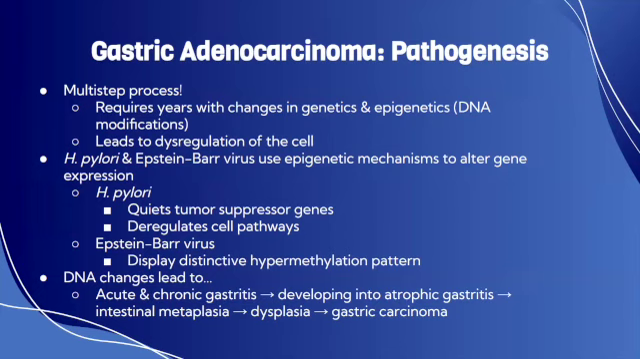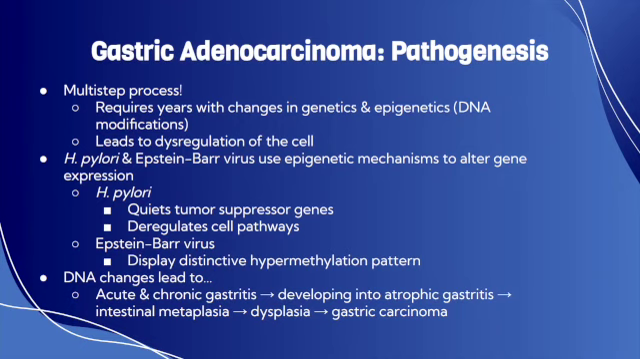Pathogenesis. This is a multi-step process. It requires years with changes in genetics and epigenetics, DNA modifications. It leads to dysregulation of the cell. H. pylori and Epstein-Barr virus use epigenetic mechanisms to alter gene expression. H. pylori quiets tumor suppressor genes and deregulates cell pathways. The Epstein-Barr virus displays distinctive hypermethylation pattern.